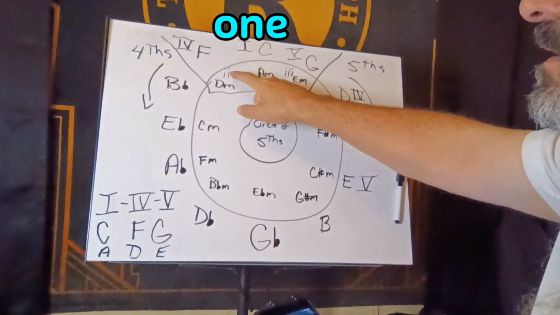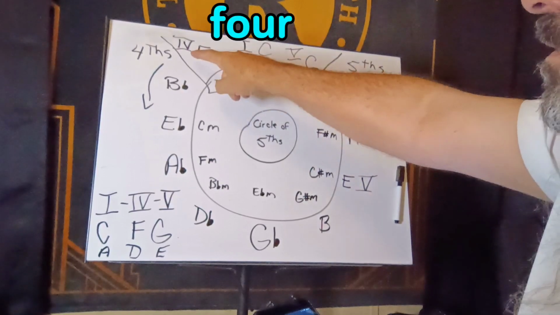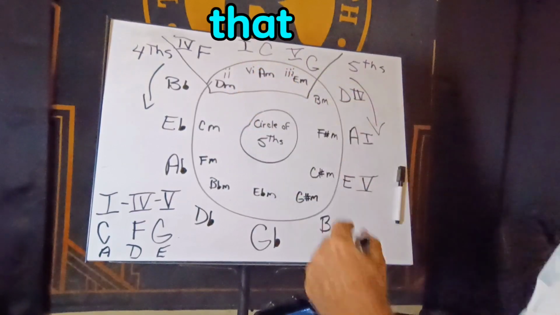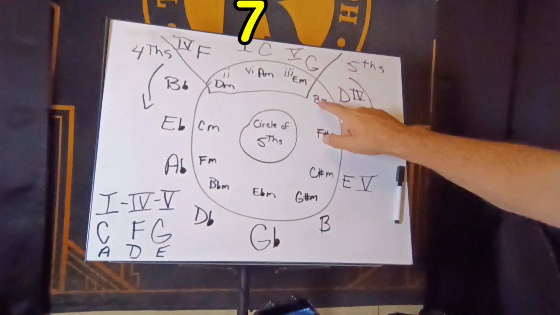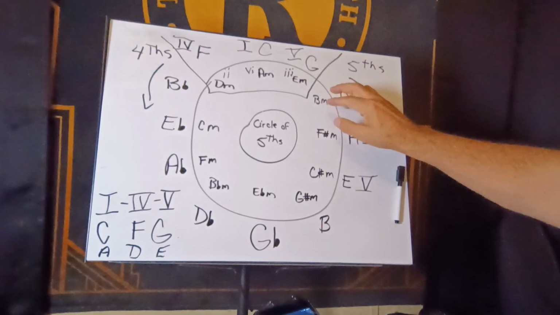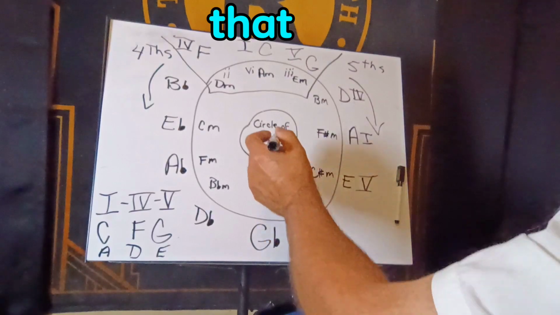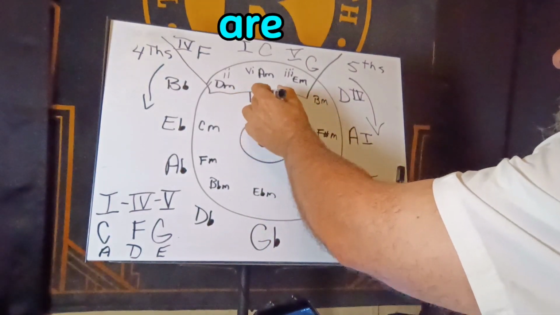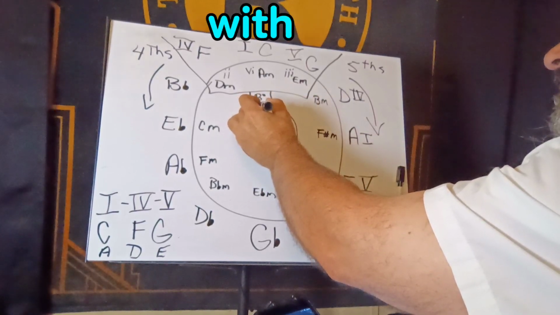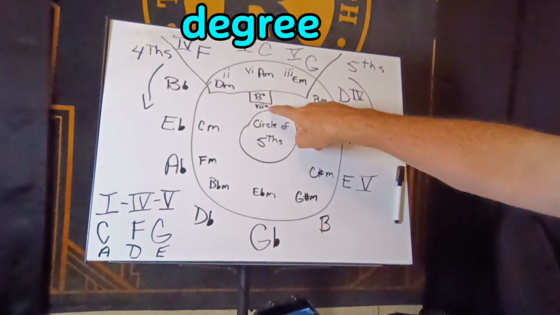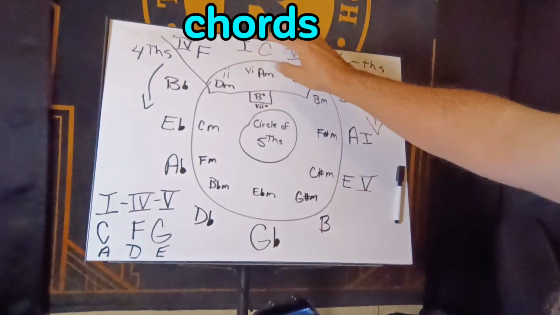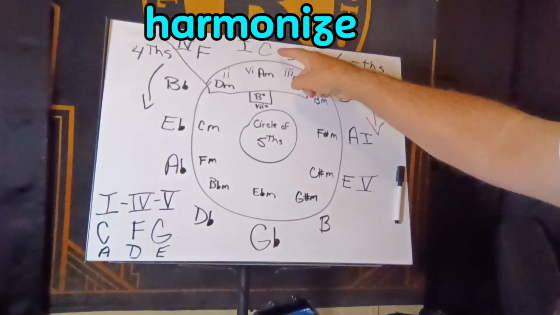So far we've got 1, 2, 3, 4, 5, and our 6 is a minor as well, and we represent that with a lowercase. So our 7 is a B, but it's not a B minor, it's a B diminished. And we'll get into that later, what diminished chords are. But that is our 7, and it's represented with a lowercase with a little degree, like a degree you see in a temperature. So these are all the chords that you can harmonize in this key.